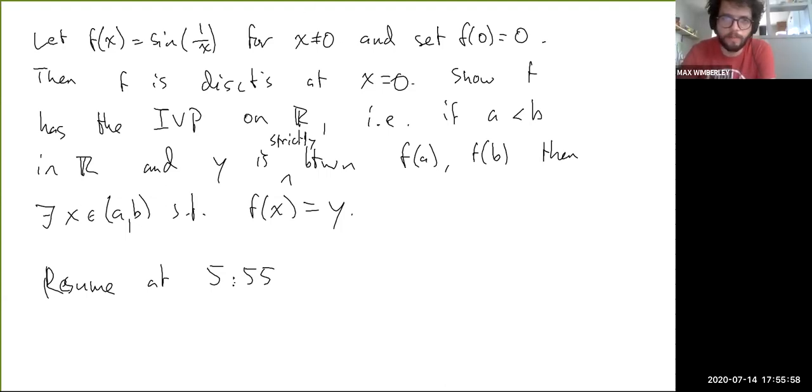All right, so this hopefully wasn't too bad. There is a relatively concise solution here. So, okay, what do we want to do?